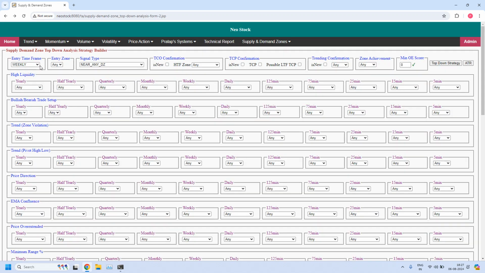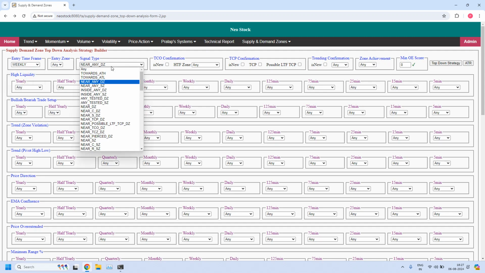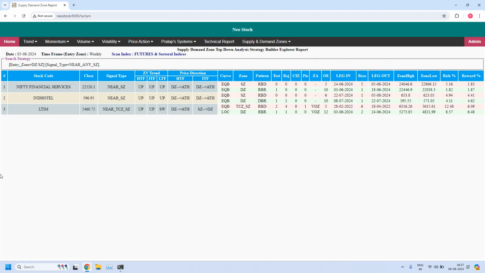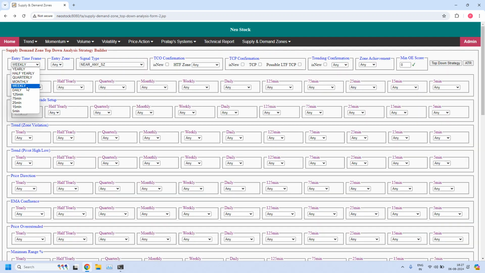Let me go back for weekly time frame. Let us find the stocks near weekly supply zone. 3 stocks are filtered. And the next time frame is daily. Entry time frame is daily.